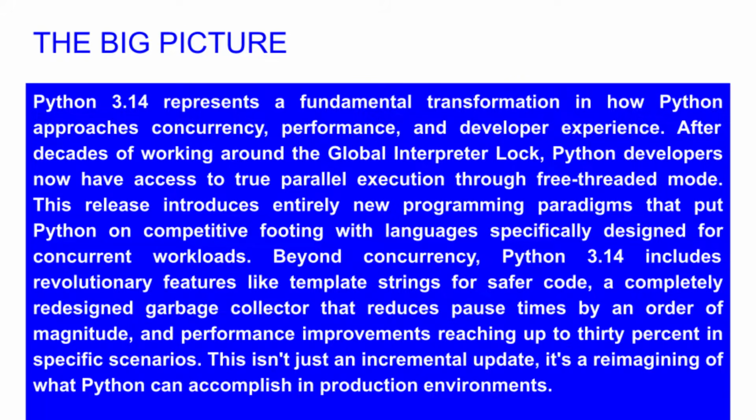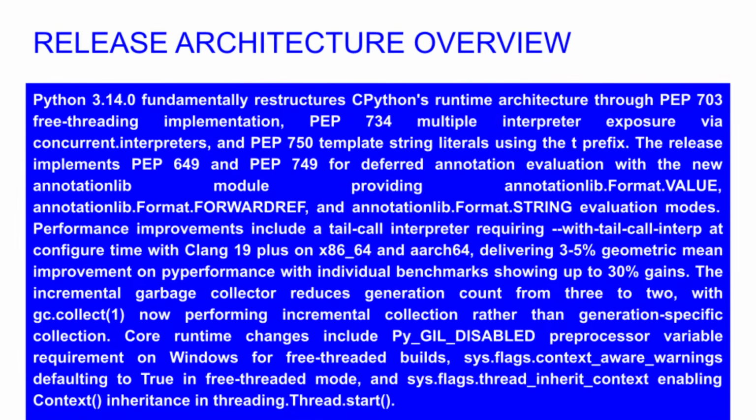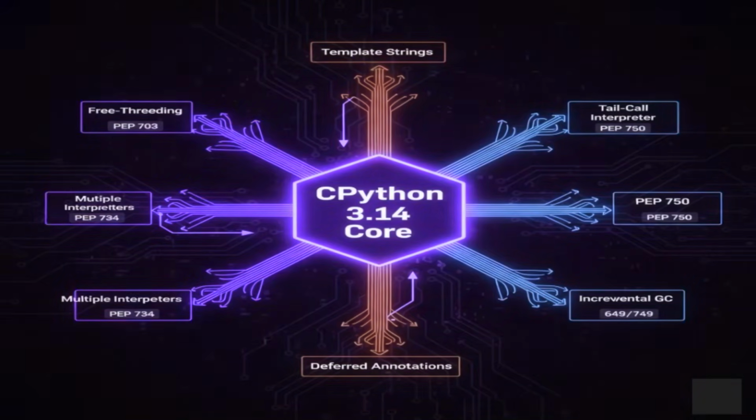Before we get into the technical details, let me paint you a picture of what Python 3.14 actually represents. For years, Python developers have dealt with the global interpreter lock, that infamous GIL that prevented true parallel execution. We worked around it, complained about it, and accepted it as part of the Python experience. Well, that era is officially over. Python 3.14 doesn't just improve on what came before, it introduces entirely new paradigms for concurrent programming that put Python on equal footing with languages like Go and Erlang.